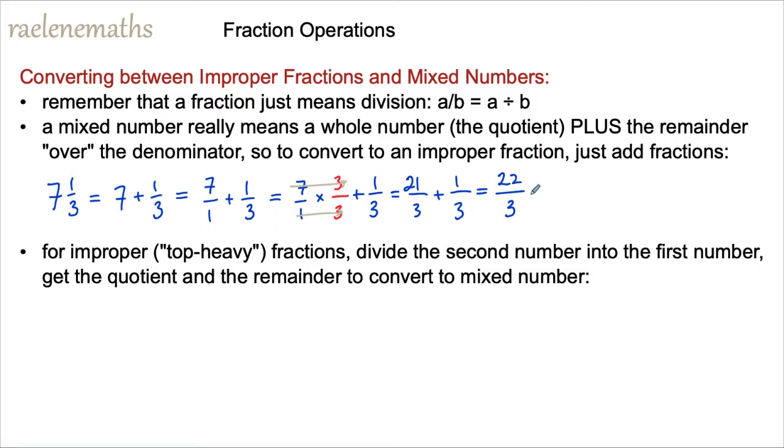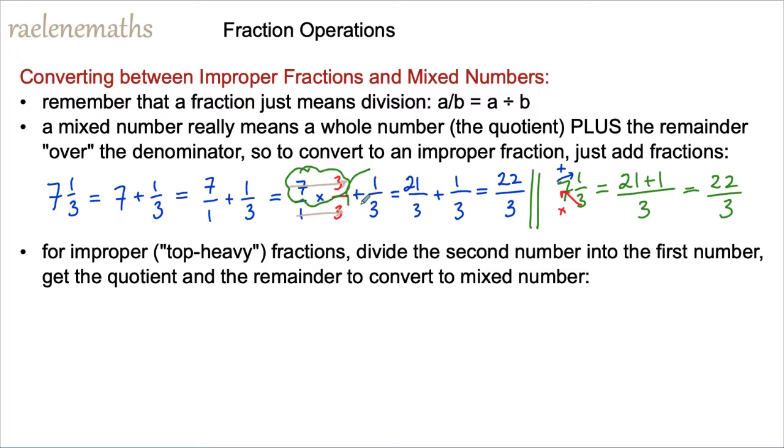Now a lot of people know the shortcut for this. When they see 7 over 3, they simply multiply the 7 times the 3, and then they add that result to the 1. If we do that, 3 times 7 is 21, plus 1 all over 3 gives us the same result. This shortcut works, but the reason it works is because when we multiply the 7 times the 3, that's the same step that we did over here.